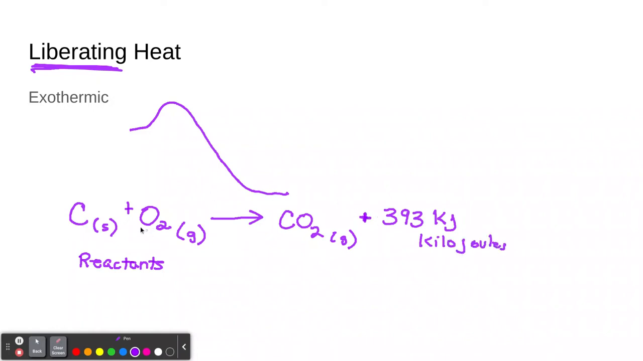Kilojoules. So if you see that the heat, the kilojoules, is on the right, that is exothermic because the heat is being released from these two products. The heat is being released. Now with endothermic, you'll see the kilojoules, the heat energy, on the left. So let's do one.